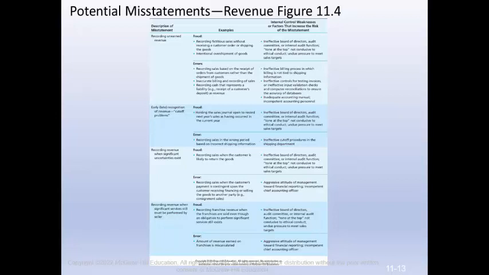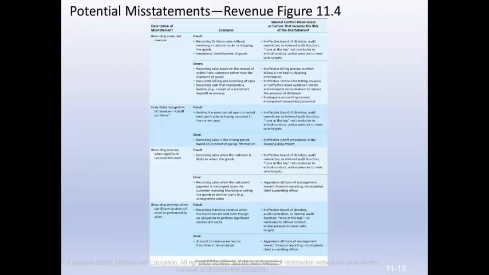Two common misstatements are the recording of unearned revenue and early recognition of revenue or cutoff problems. Recording fictitious sales without receiving a customer order or shipping the goods and leaving the sales journal open to record next year's sales as having occurred in the current year are examples of fraud in these two areas. These frauds can result when there are insufficient controls, including an ineffective board of directors, audit committee, or internal audit function. The tone at the top is not conducive to ethical conduct, or undue pressure to meet sales targets exist.